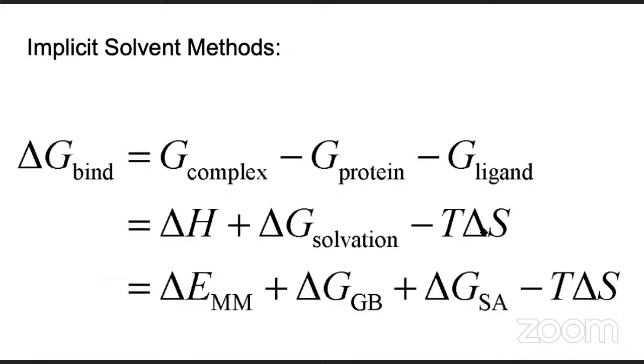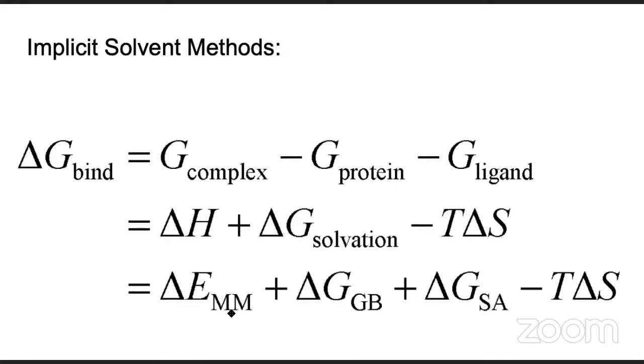And then this minus T delta S is basically the entropic contribution. And one of the approximations that people do is that because entropy is very difficult to calculate, they end up ignoring this, right? So they will say, oh, because this is too difficult to calculate. There is something called normal mode analysis, which you can do to calculate these, but people usually just ignore them. So this will get ignored. And this solvation related component can then be decomposed into the generalized Born calculation, the solvent accessible calculation, and MM.